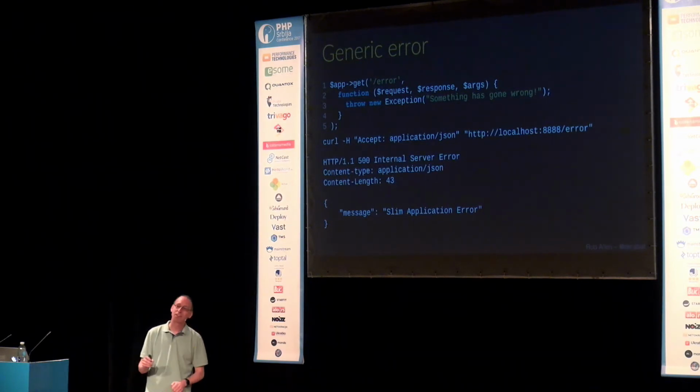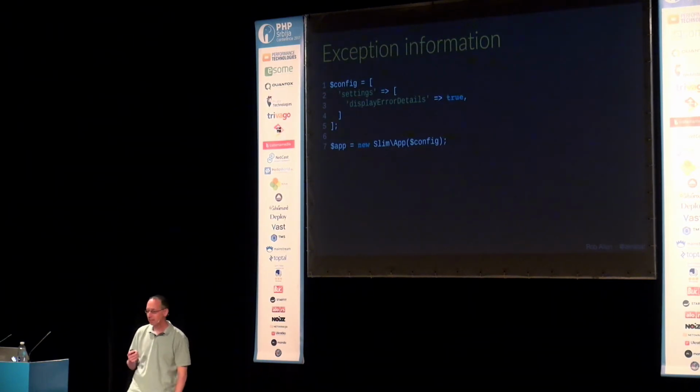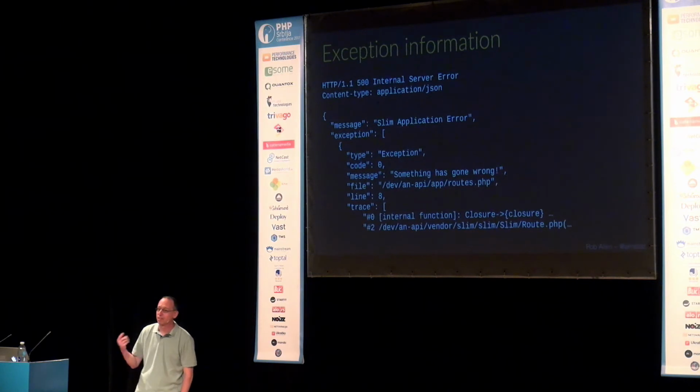If you would rather interactively see the error message, we created a setting for you called displayErrorDetails. If you set that to true, and never ever do that in production, then you'll get the full stack trace in your error response. So you can actually go and find out what went wrong.